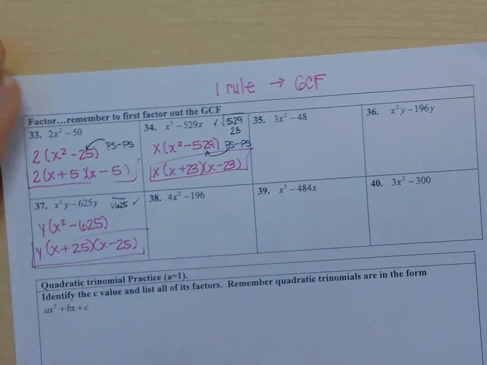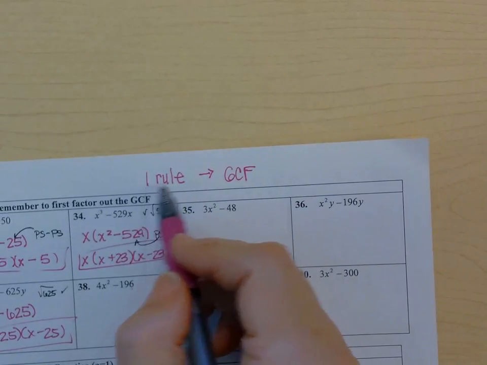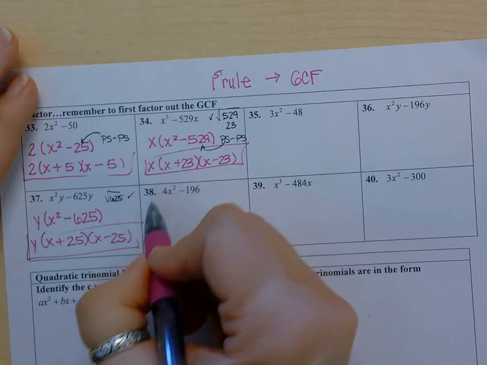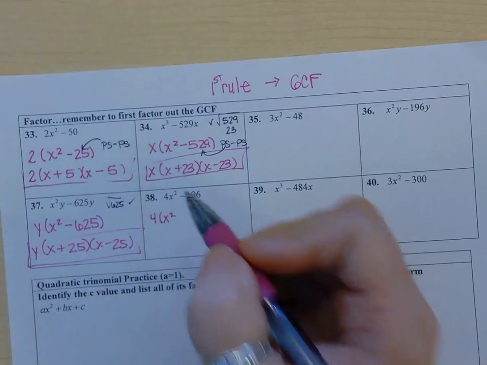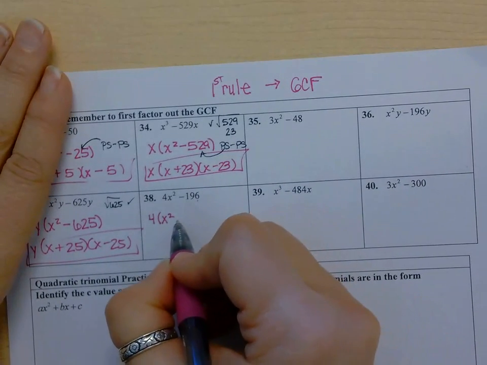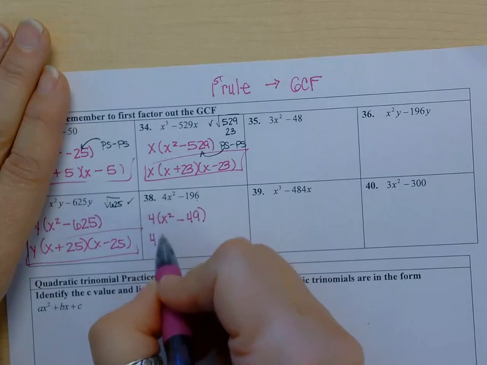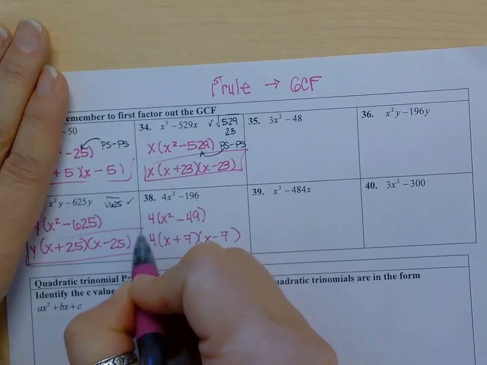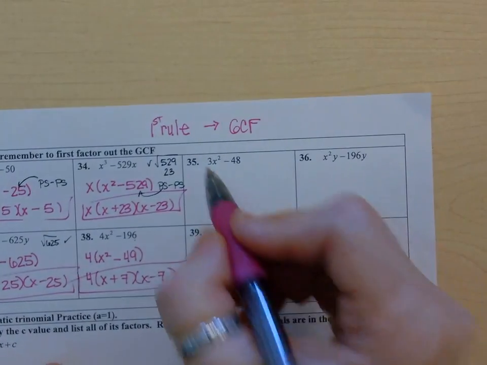Now, 38 is a tad bit tricky because these are in fact both perfect squares. But the first rule is that you have to look for a GCF. And there is a GCF here. It's 4. And if you divide 196 by 4, it works out nicely, so that is what you have to do. And you get x squared minus 49. This 4 has to be out in front, and that factors to x plus 7, x minus 7. Make sure your GCF is included in the answer, so stop and try those 4 very quickly.